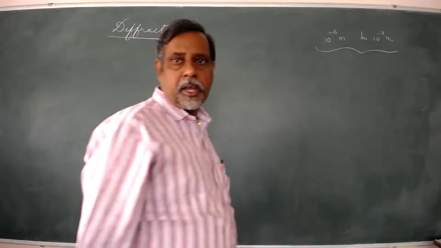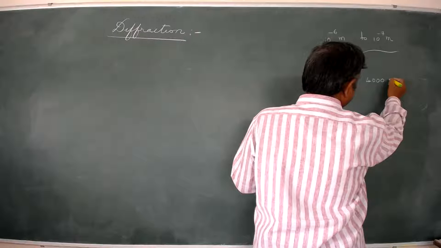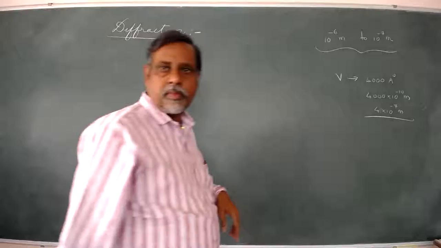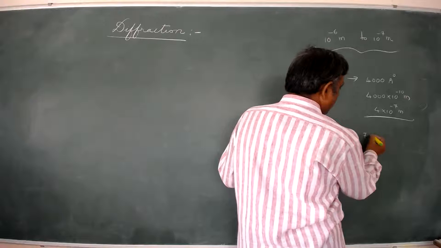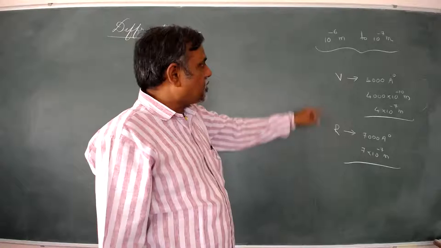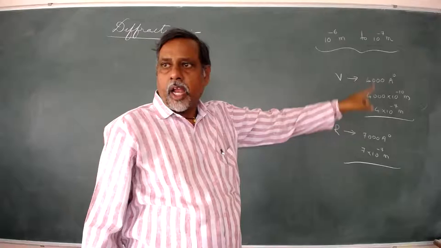If you observe violet, what is the wavelength? 4000 angstrom units. So 4000 into 10 power minus 10 meter, that is 4 into 10 power minus 7 meter. And if you take red light, this is 7000 angstrom units, so that is 7 into 10 power minus 7 meter. Got it? So what about the object that you are going to take up? The object size has to be as close as possible to the wavelength of light. Since the wavelength of light is of the order of 10 power minus 7 meter, what about the object you are going to take?